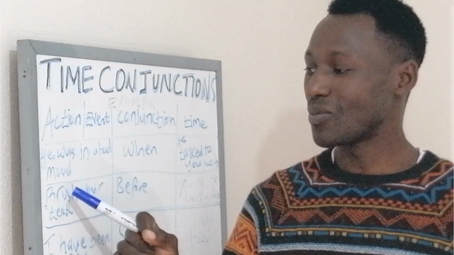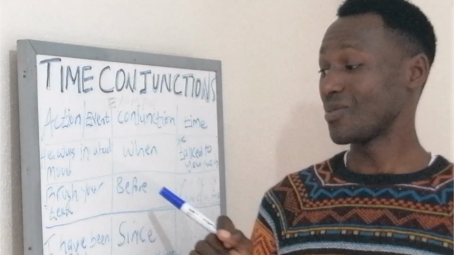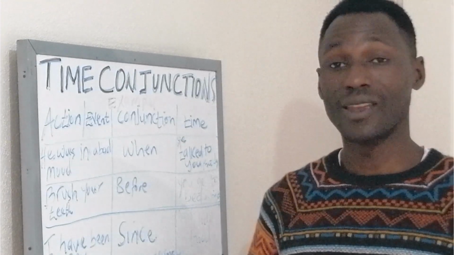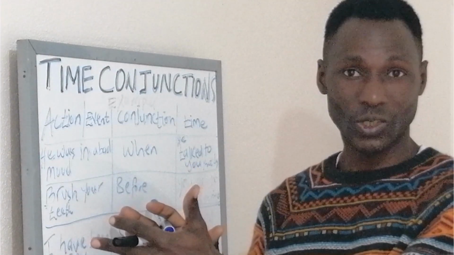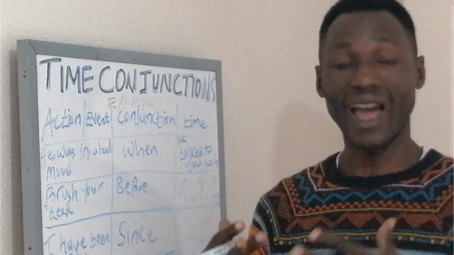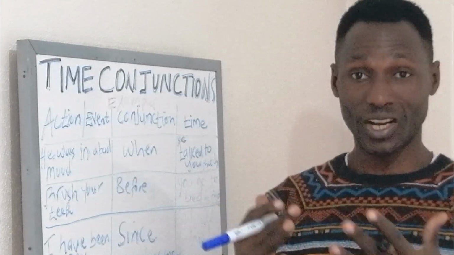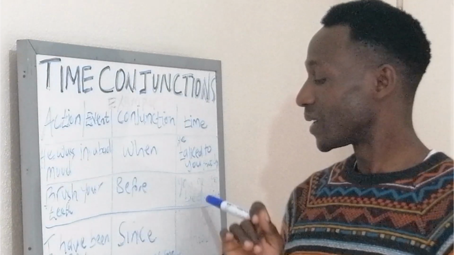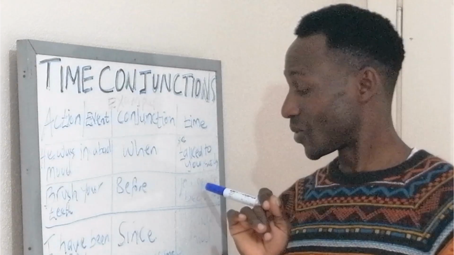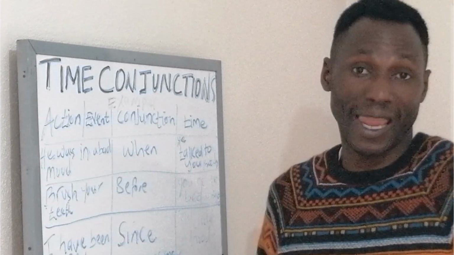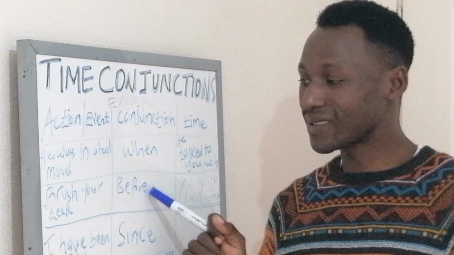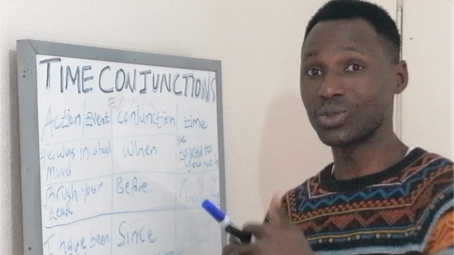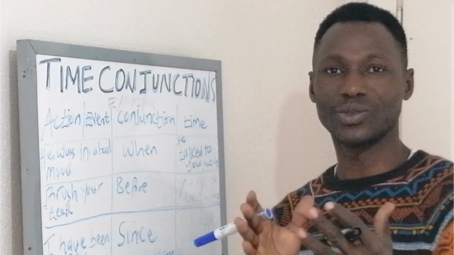Example number 2. Brush your teeth before you go to bed at night. You should do this action. Somebody is advising you to brush your teeth. What time? Before you go to bed, maybe at night. So it is this conjunction word that is connecting the action you should do and the time when you should do that.